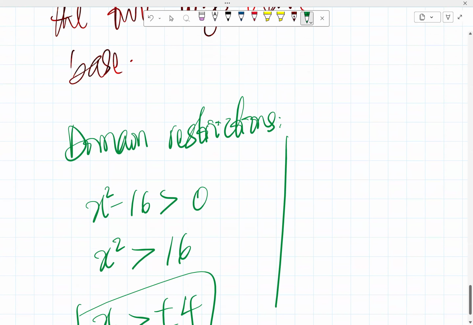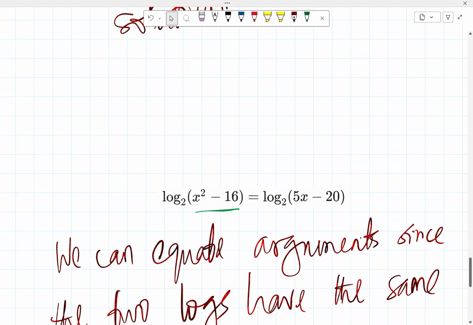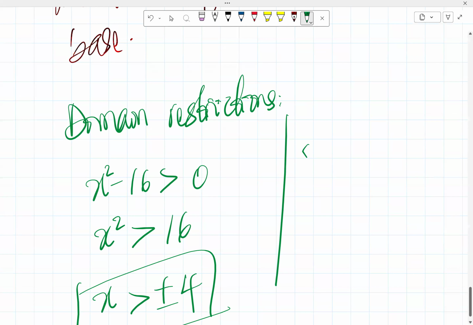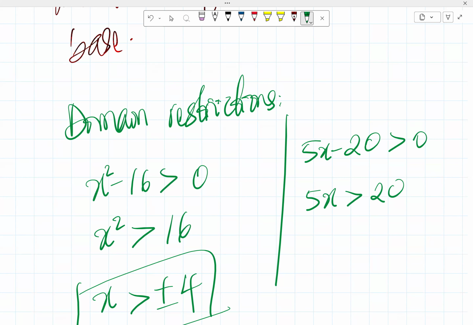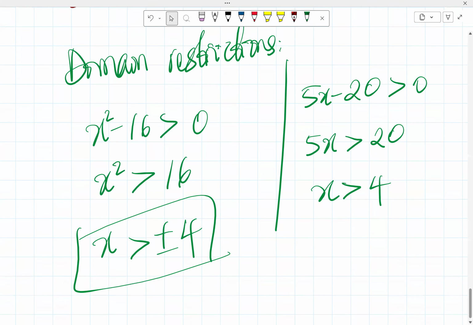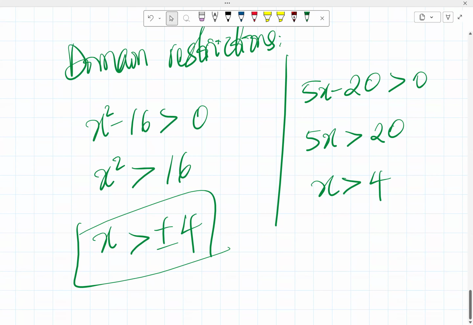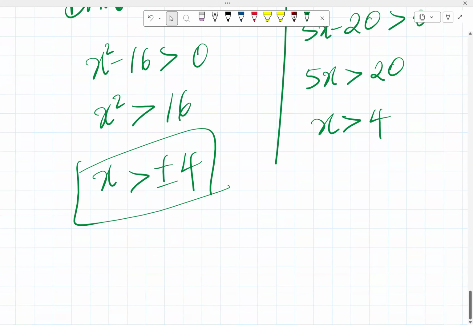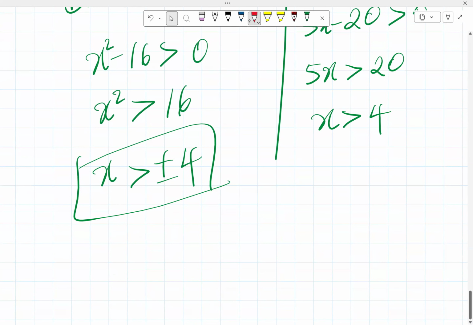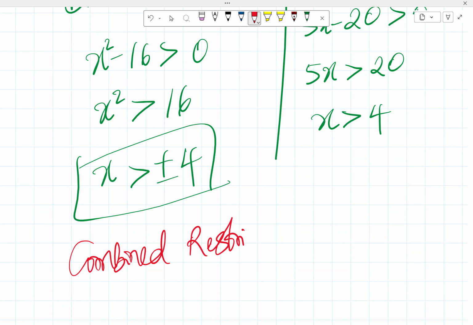Then on the other hand, we have 5x minus 20. So 5x minus 20 should be greater than 0 also. That means 5x should be greater than 20, and that means that x should be greater than 4. Okay, so looking at all of this now, we have three domain restrictions. So the combined domain restriction, if you like.